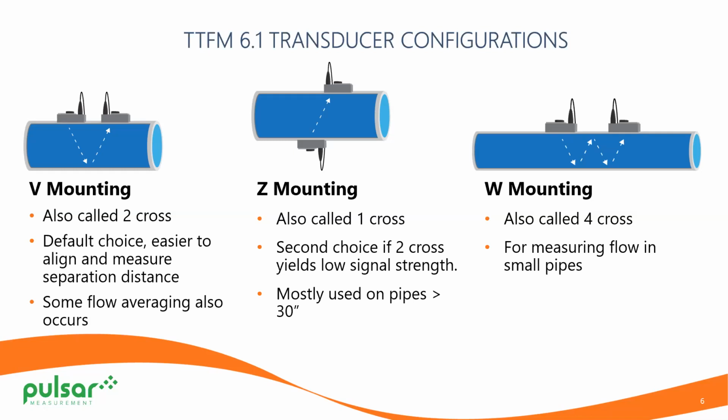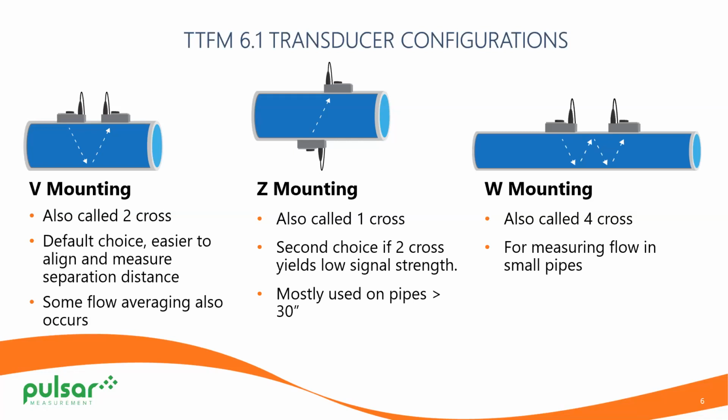The Z mounting you see in the center is sometimes used when we can't get good signal strength from the V mounting. That's also called a 1-cross, and reasons for not maybe getting the same type of signal strength from the V mounting would be if you have a very large pipe, for example, and it has a hard time making that deflection from the opposite pipe wall, then you want to take a more direct approach. Also, let's say maybe you have buildup or scale on the pipe wall that's making that bounce difficult. Then we would go to a Z mounting. It's actually the second choice if the 2-cross yields low signal strength.